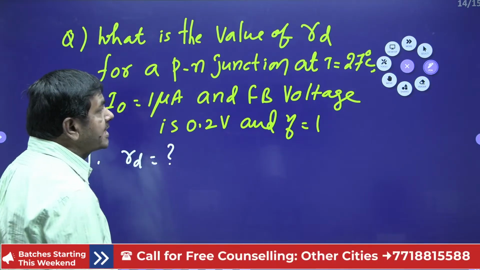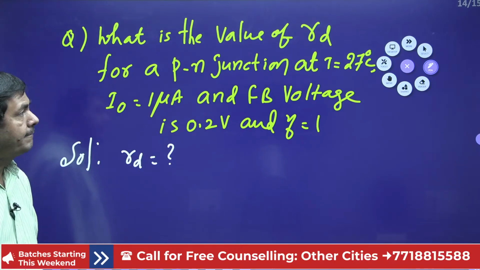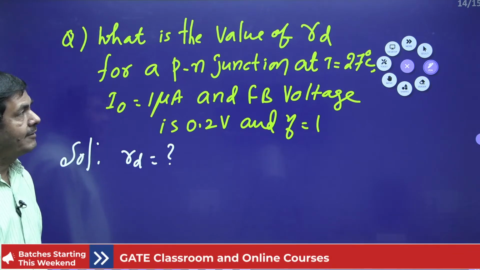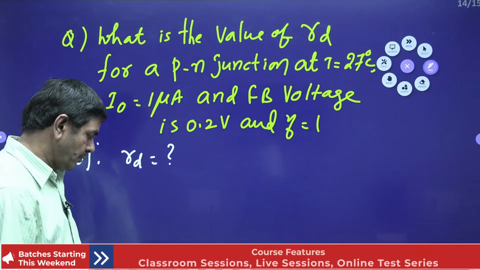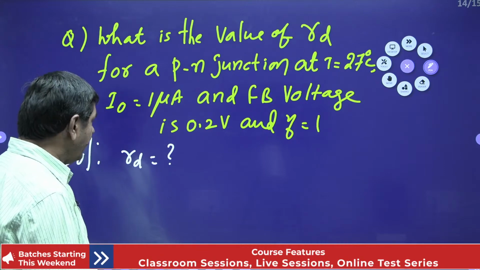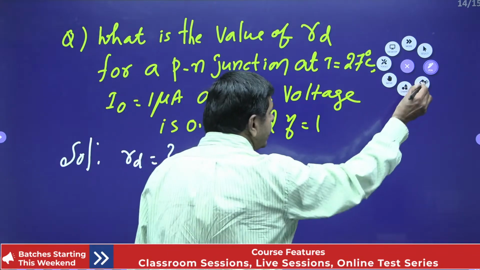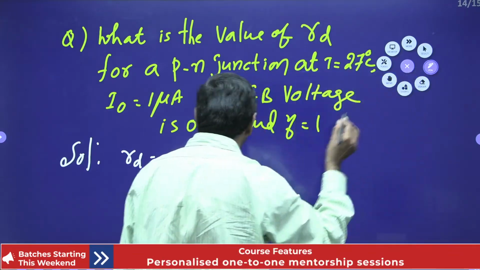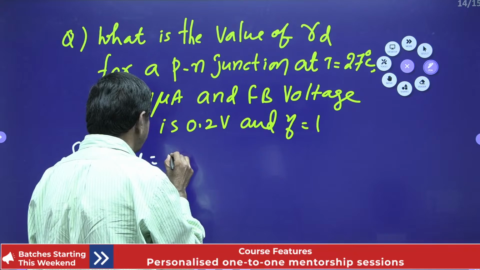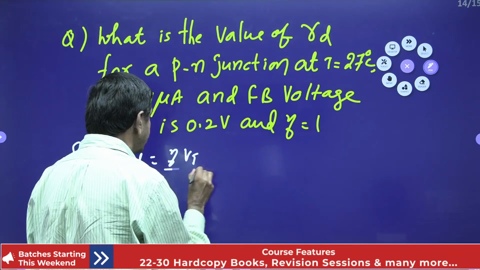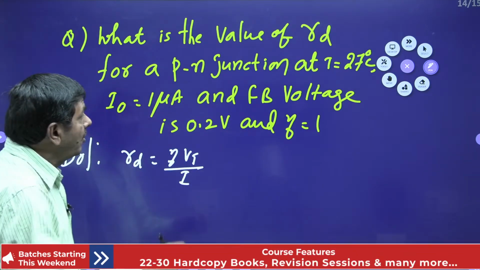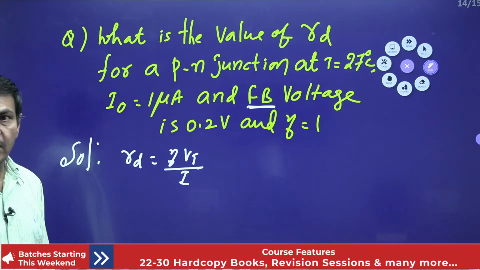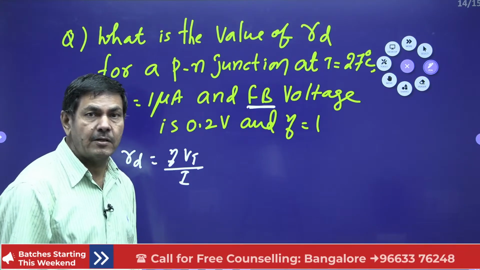At T equal to 27 degrees centigrade, 27 means it is room temperature. In Kelvin, that is 300 Kelvin. Anyhow, we know RD equal to what formula I already gave. That formula directly I can write: eta into Vt by I, which I gave already. I is given. Why this I? Because this is forward bias. If it is reverse bias, I cannot take I. I must use I naught only.